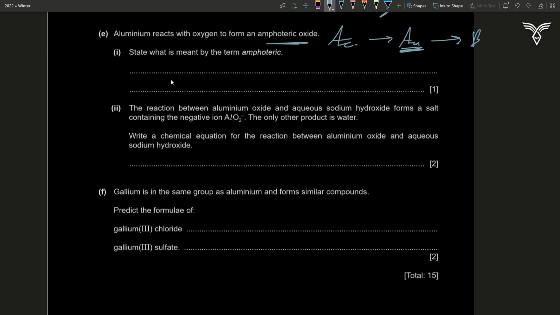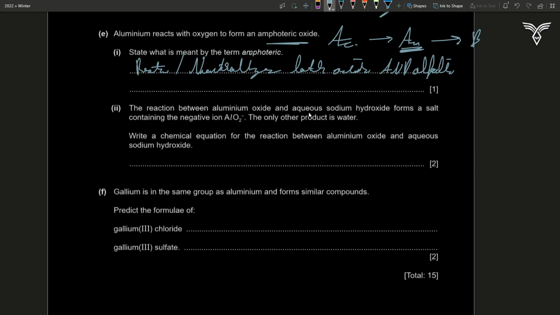So what is the definition of amphoteric? It reacts with or neutralizes both acids and bases. Nice. Or let's say alkalis, however you want to pronounce it, because that is technically more accurate.